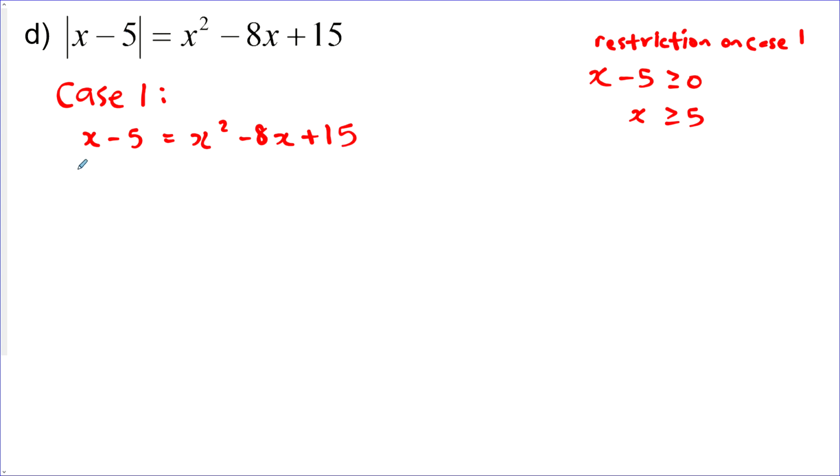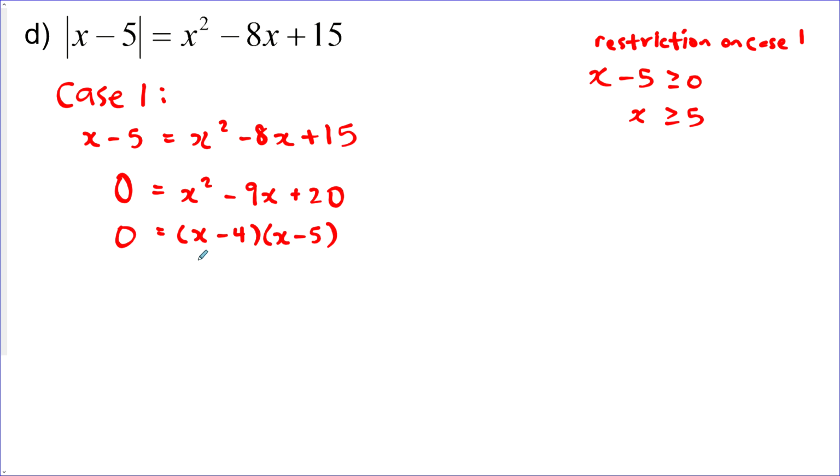Let's solve this. Let's move everything to the right side here. So we got 0 equals x squared minus x on both sides. So this is now minus 9x. And add 5 on both sides, so that's plus 20. Next, let's factor this to solve it. So we've got x minus 4 and x minus 5. That means that our two solutions are x equals 4 and 5.